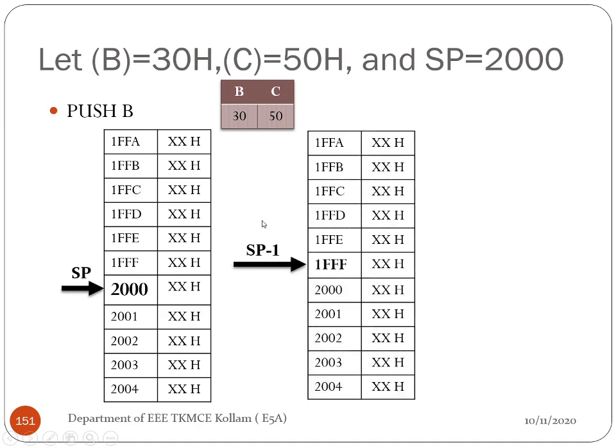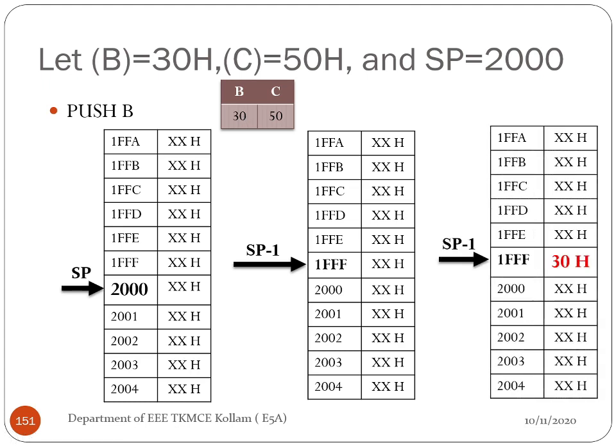Now whenever this instruction is executed, the first process is that SP is decremented by 1. So 2000 minus 1 becomes 1FFF. Into that location, the higher order register content, that is 30, is transferred. Now SP is SP minus 1, which is 1FFF.